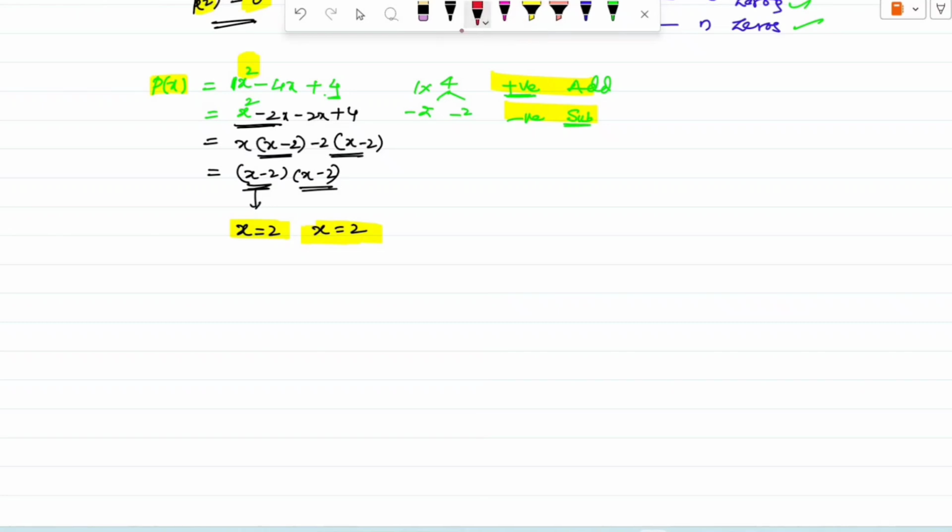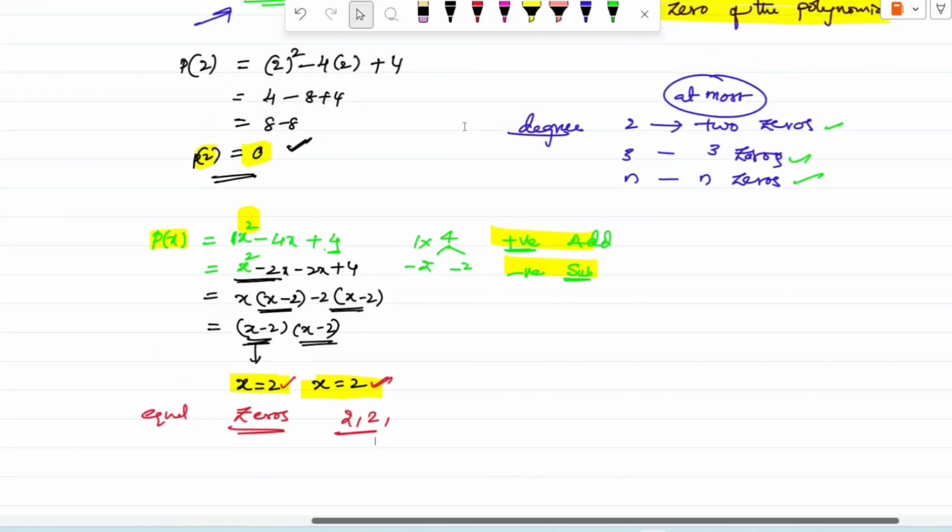It should have 2 zeros, but both zeros give us the same answer. That's why we say it has repeated roots. We can say the roots are equal, or the zeros are equal zeros. So in this situation, we say there are at most two zeros only, because the two numbers are a repetition of the same number: 2 comma 2 means a single value only.